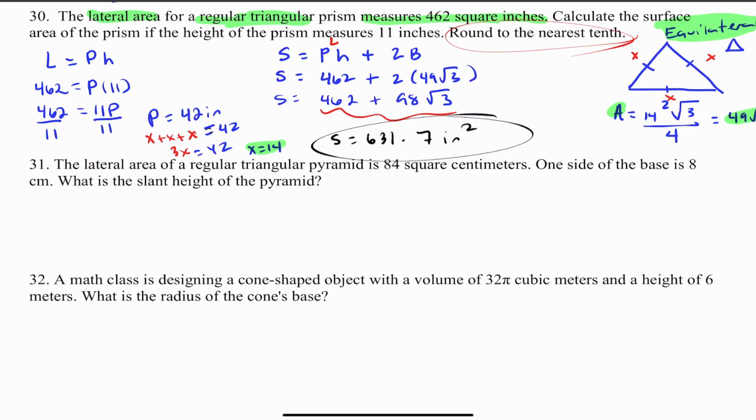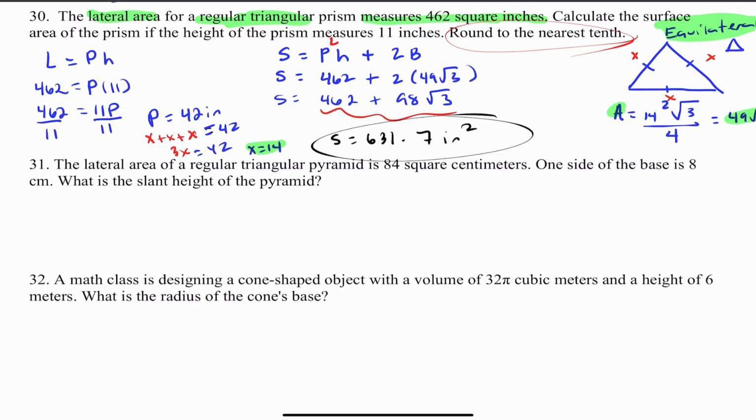All right, so number 31, the lateral area of a regular triangular pyramid is 84 square centimeters. One side of the base is 8 centimeters. What is the slant height of the pyramid? Okay, so we're dealing with a regular triangular pyramid, and the lateral area of the pyramid is 84 square centimeters, right?